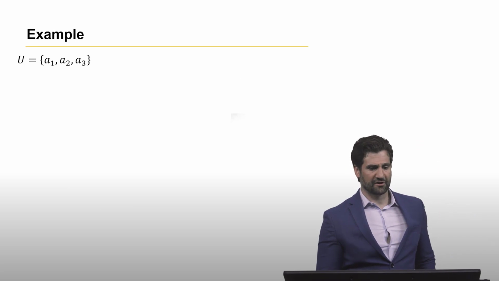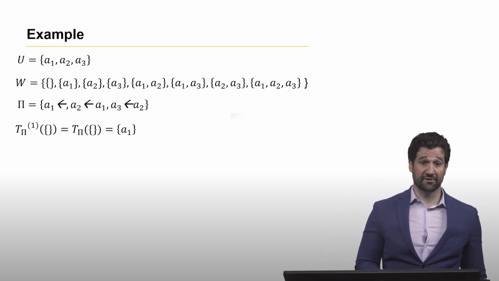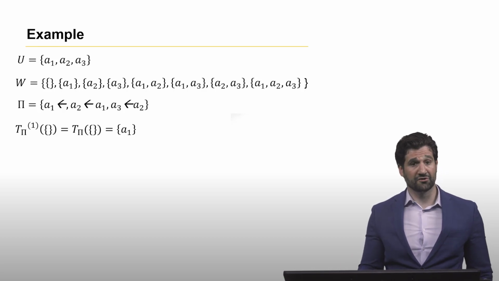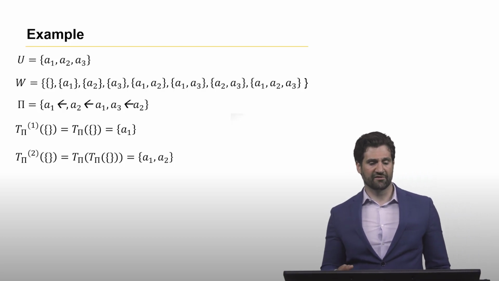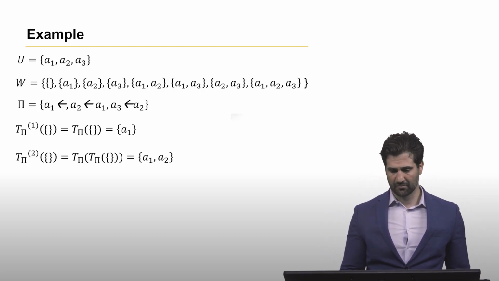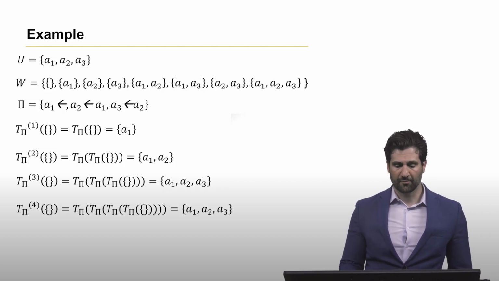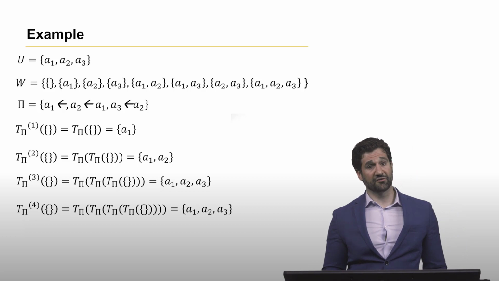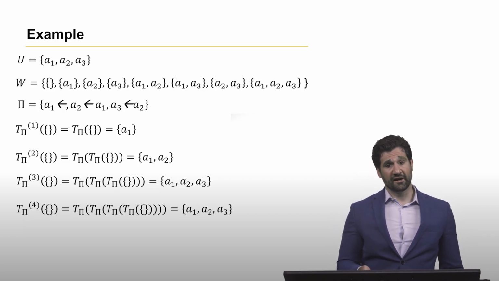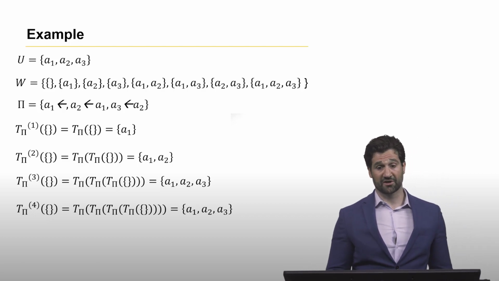Here's an example. Here again are the same atoms we had a minute ago, and here is the same program. For our first application, let's start with the empty set. We apply the fixed point operator once, and just like before, we get A1. Now, two applications of it, and you get A2. Going with three, you get A1, A2, and A3. Applying it a fourth time, you don't get anything more. Clearly, if we keep applying T, we're just going to get A1, A2, and A3 over and over again, so there's no point in going beyond 4. We've converged. We've reached the fixed point.